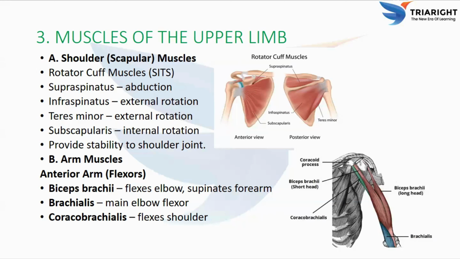So in this slide, you have to remember the main thing about the rotator cuff muscle. You can use the trick named SITS so that you can remember all the muscles. So these are the anterior arm muscles.